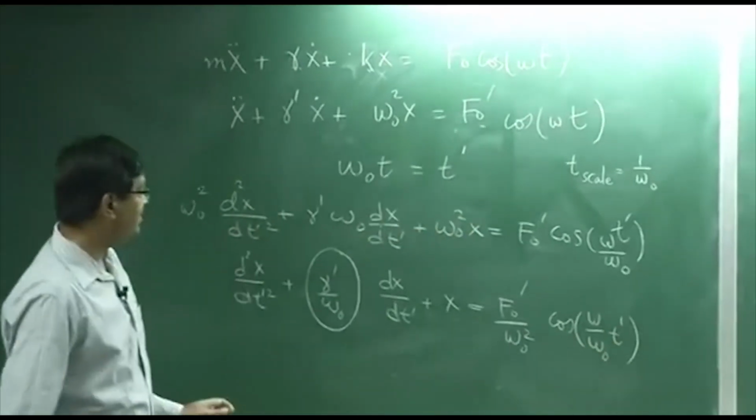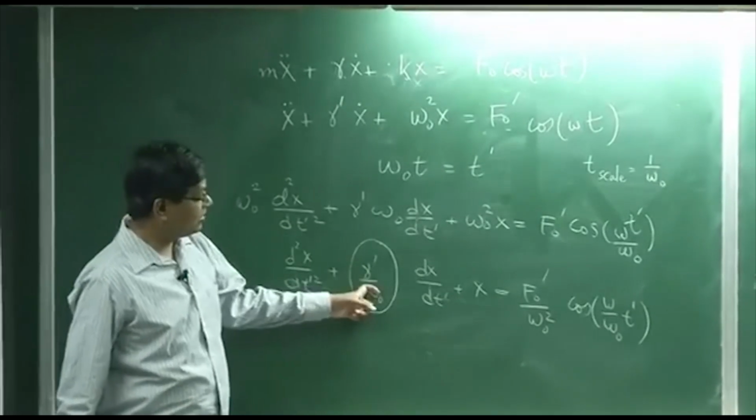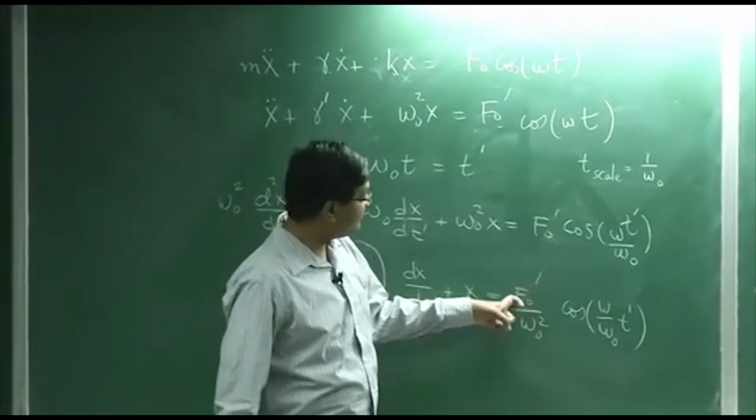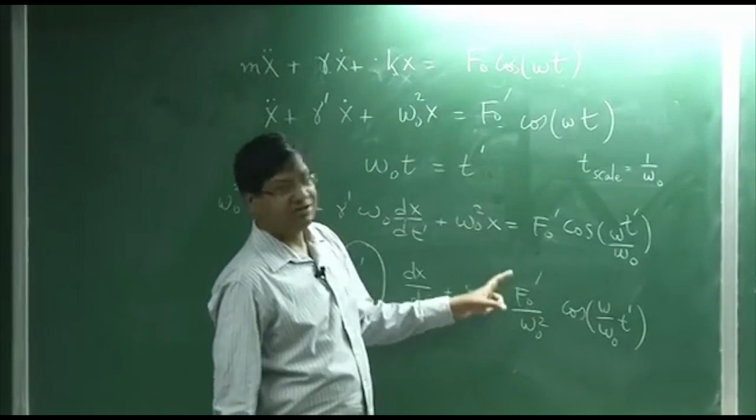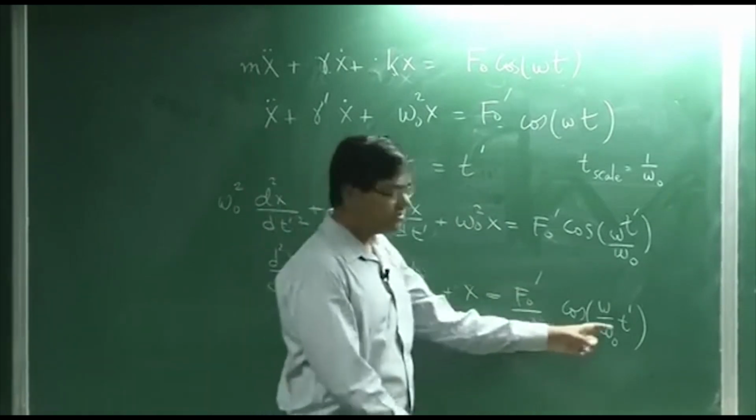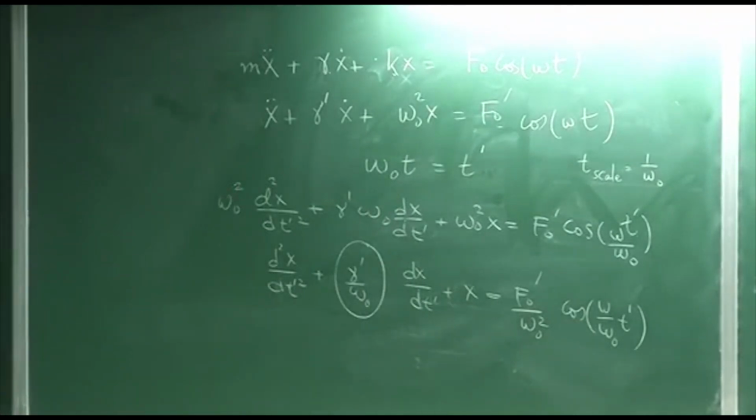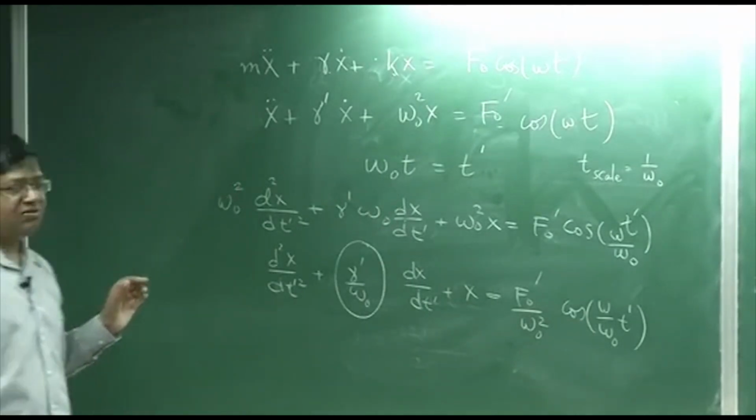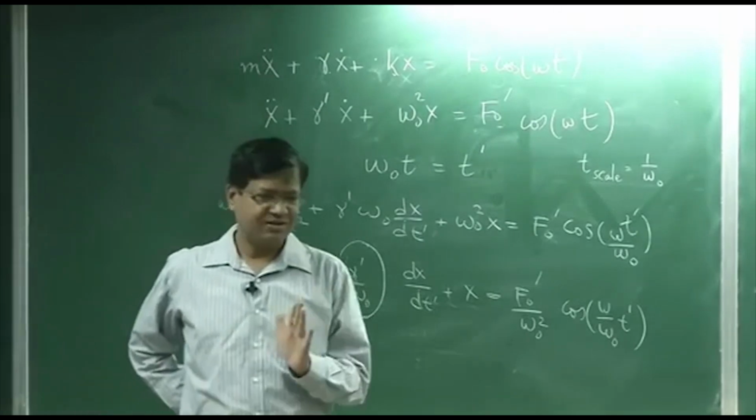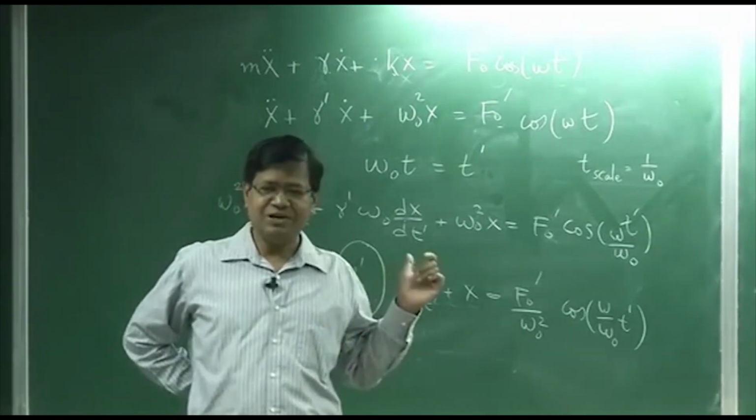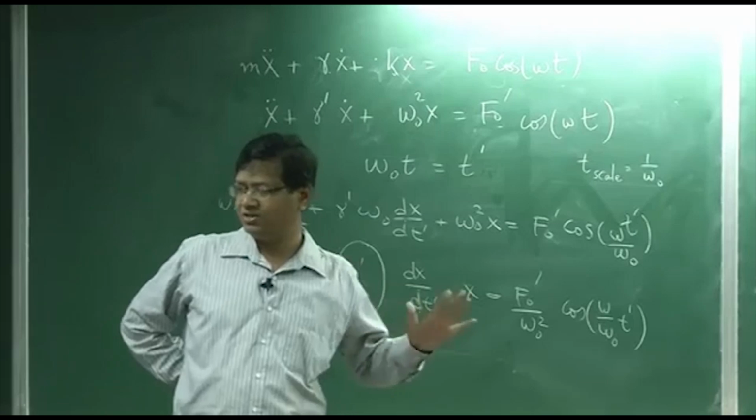So how many variables do I have now? This is 1, 2, and please remember that F naught prime is F naught by m, and 3. So I reduced from 5 to 3. By just choosing my time scale, I got rid of two. My time is now in units of 1. So the time period is not 2 pi by omega naught, it is 2 pi for this problem.